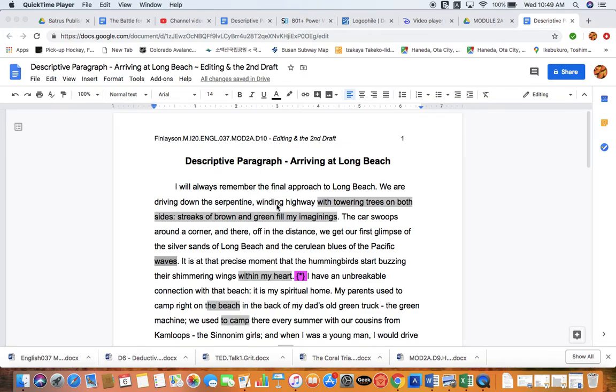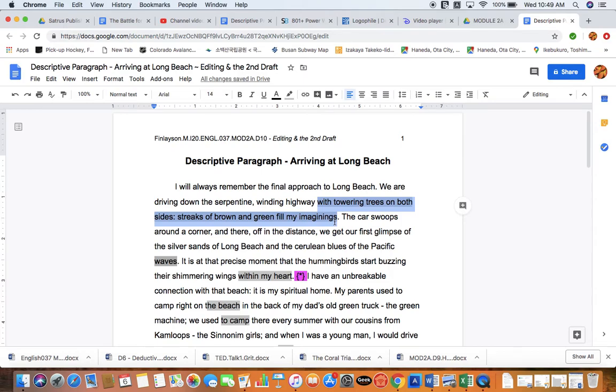I always remember the final approach to Long Beach. We are driving down the serpentine winding highway with towering trees on both sides. Streaks of brown and green fill my imagining. So what I've indicated here is that I don't like the phrasing of this end of this sentence. So when I looked at this, I thought to myself, can I write this in a more powerful way?